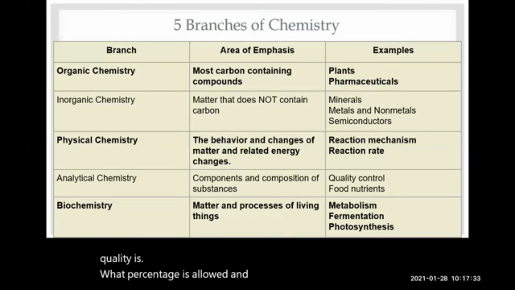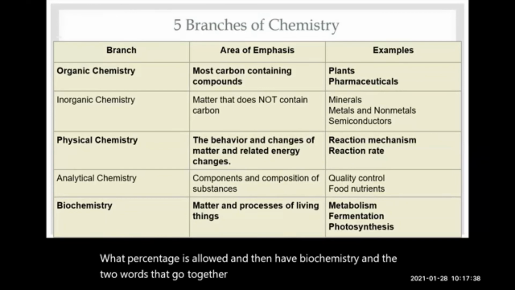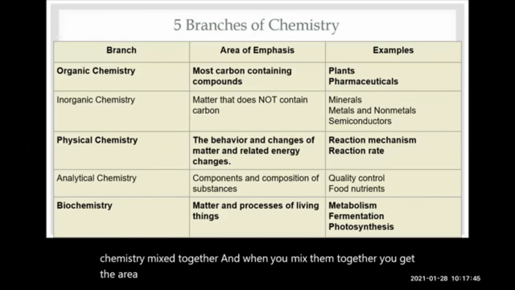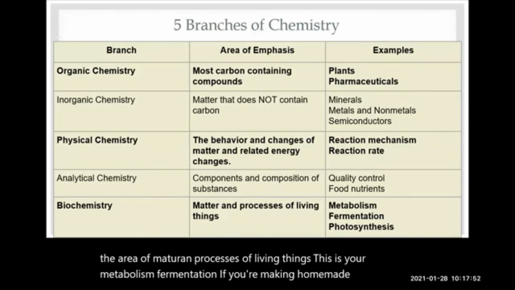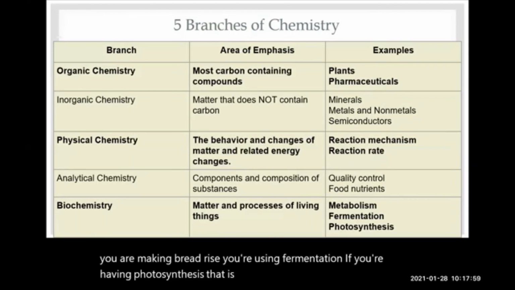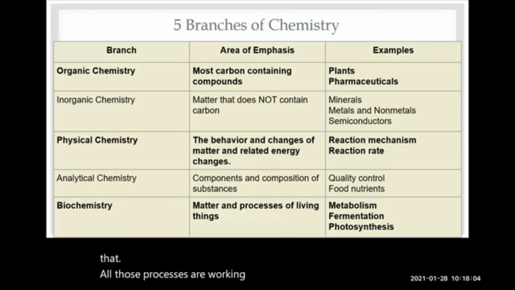And then you have biochemistry, and the two words that go together, bio and chemistry. That's biology and chemistry mixed together. And when you mix them together, you get the area of matter and processes of living things. This is your metabolism, fermentation. If you're making homemade root beer, if you are making bread rise, you're using fermentation. If you're having photosynthesis, that is out in the plants and making sure that all those processes are working, that is biochemistry. And this is your overview of chemistry.